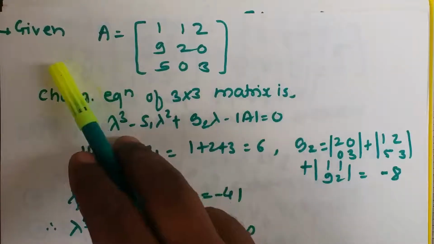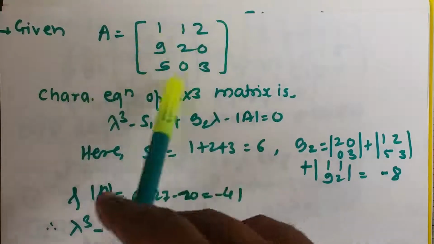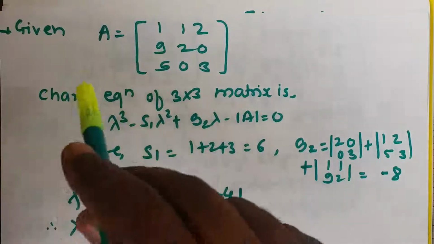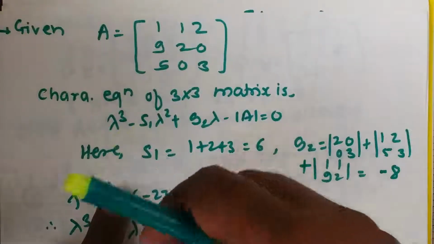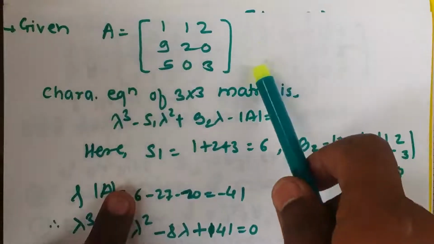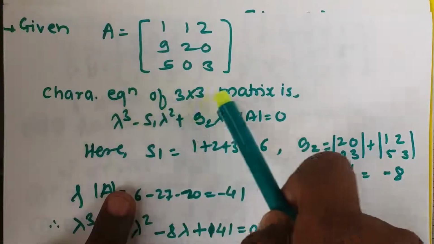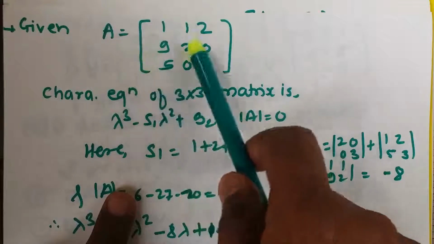Now, first I have written here the given matrix A. As the theorem states, every square matrix satisfies its own characteristic equation. So first we'll calculate the characteristic equation of this particular matrix.